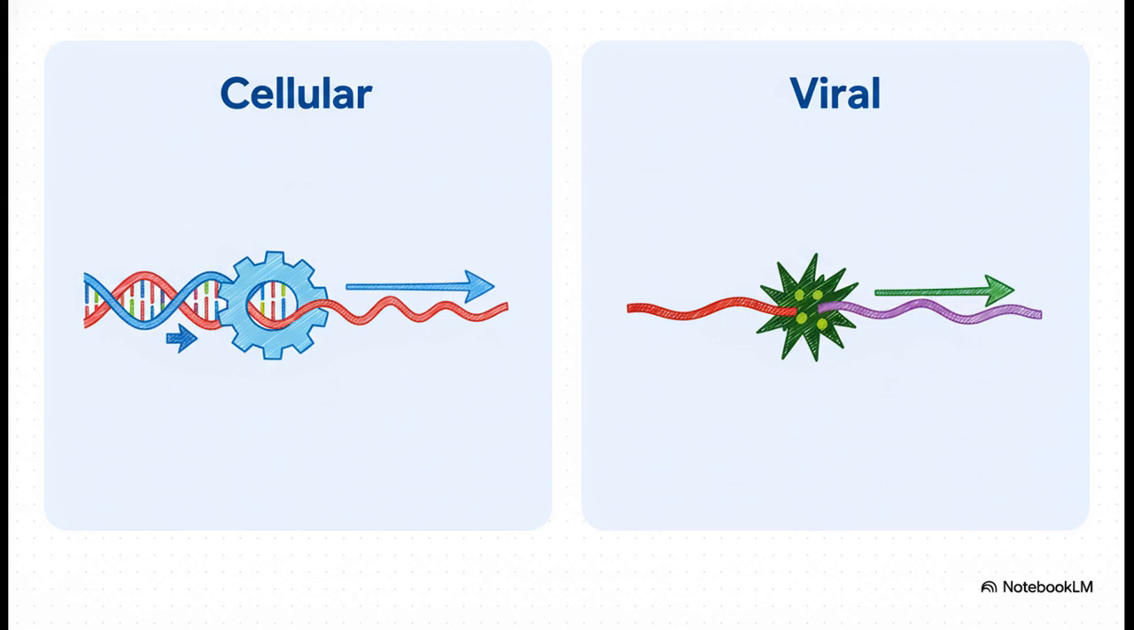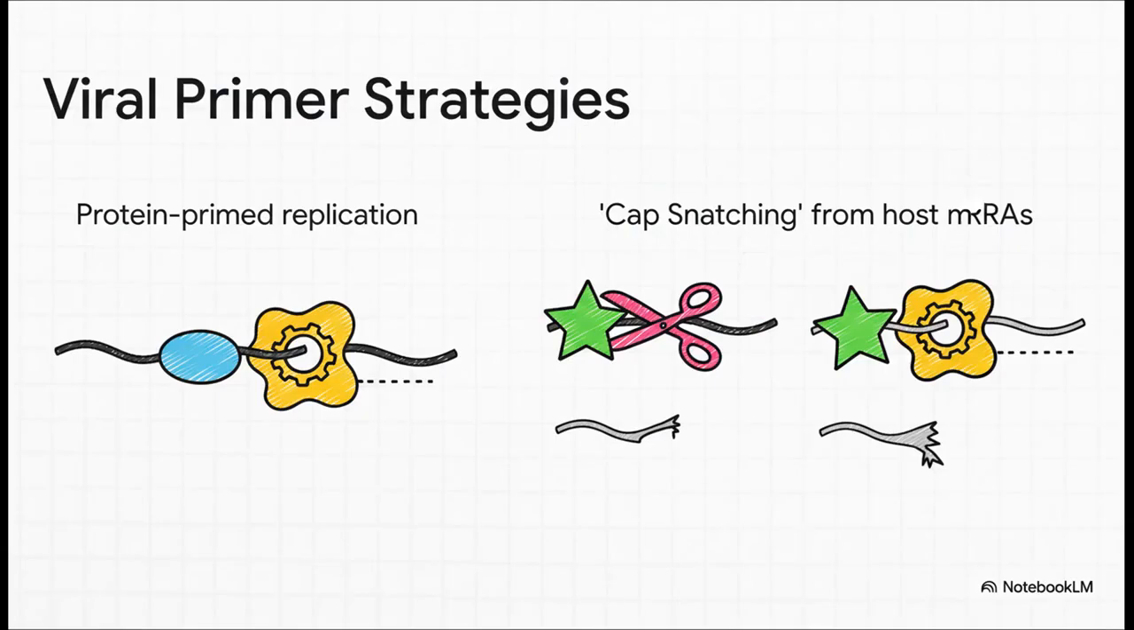And this enzyme is famously error-prone, which, as it turns out, is a major driver of viral evolution, leading to the rapid emergence of new strains. And when they do need a primer, they get incredibly creative. Some, like poliovirus, actually use a small protein, VPg, as a primer. Others, like Bunyaviruses, do something called cap snatching.